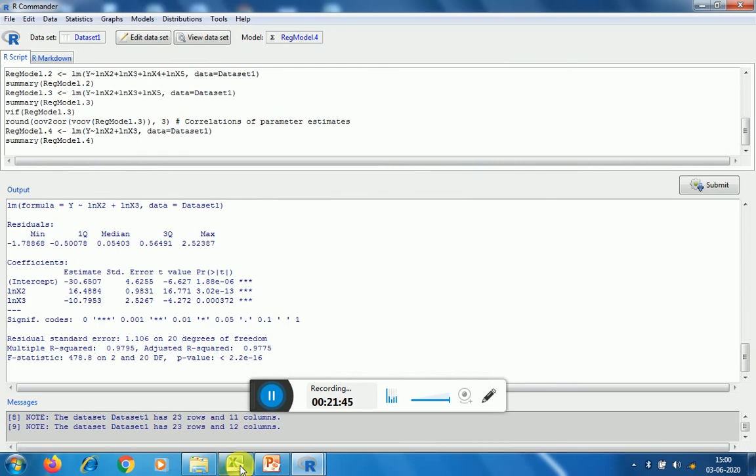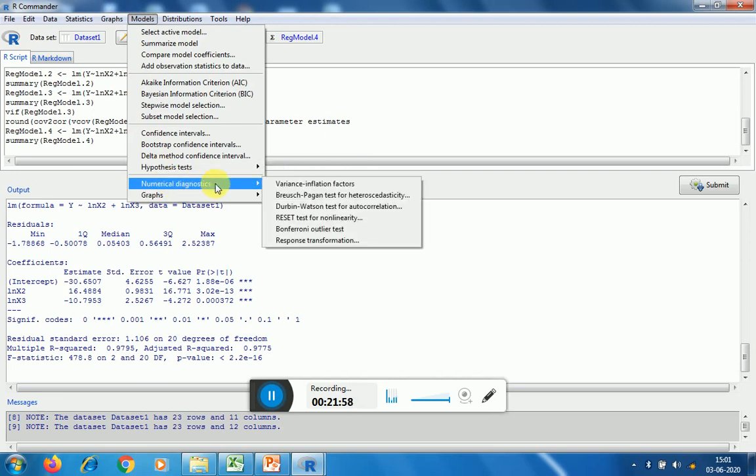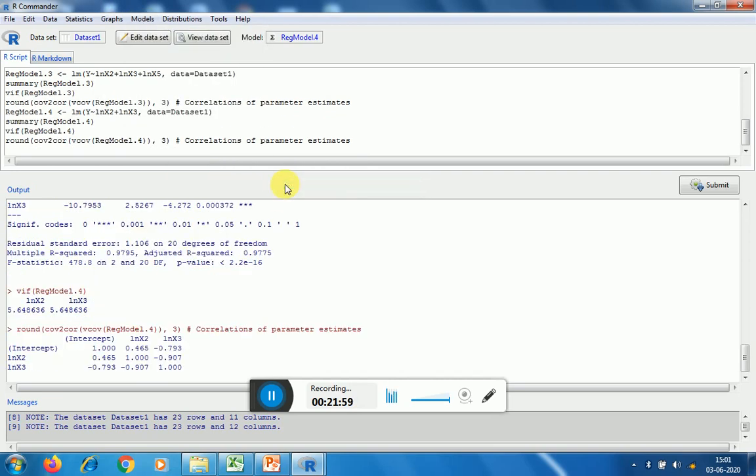So here we can see that these two variables are significant. Now the multiple R squared is also 97.95. If I calculate the variance inflation factor for this, it will be less than 10. So now almost all the diagnostic test criteria will be fulfilled.